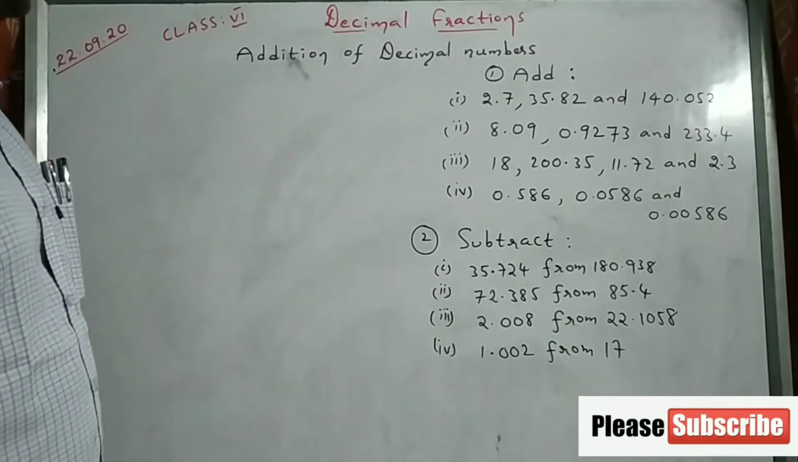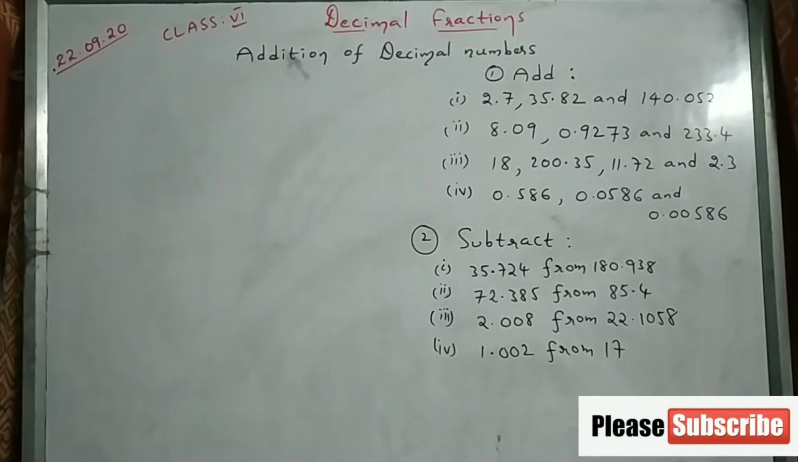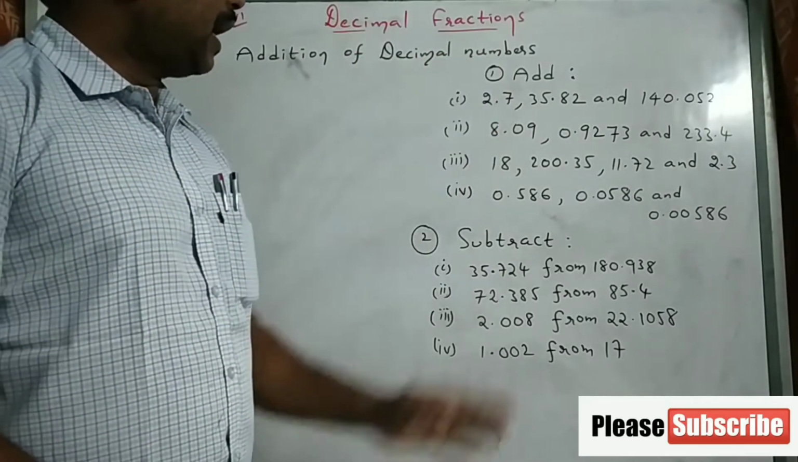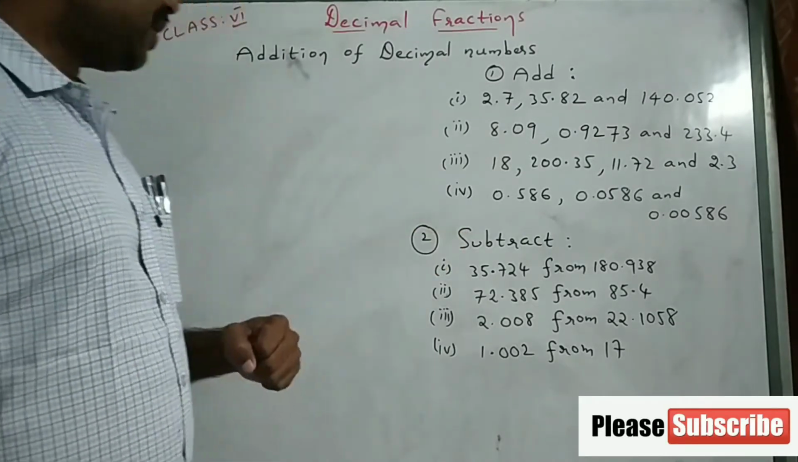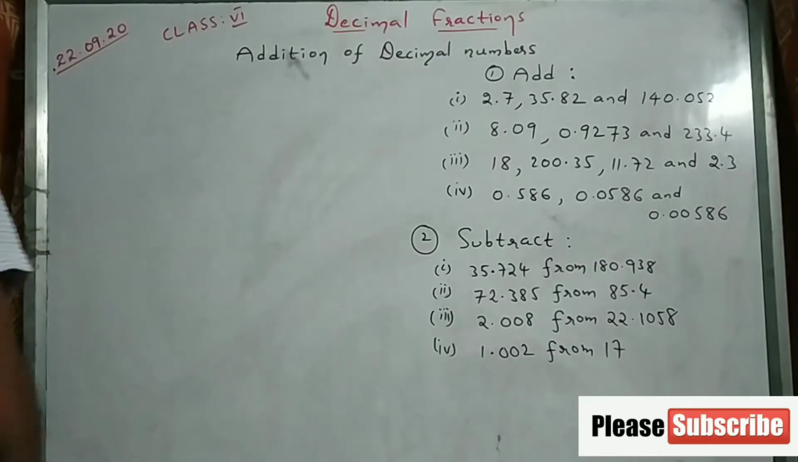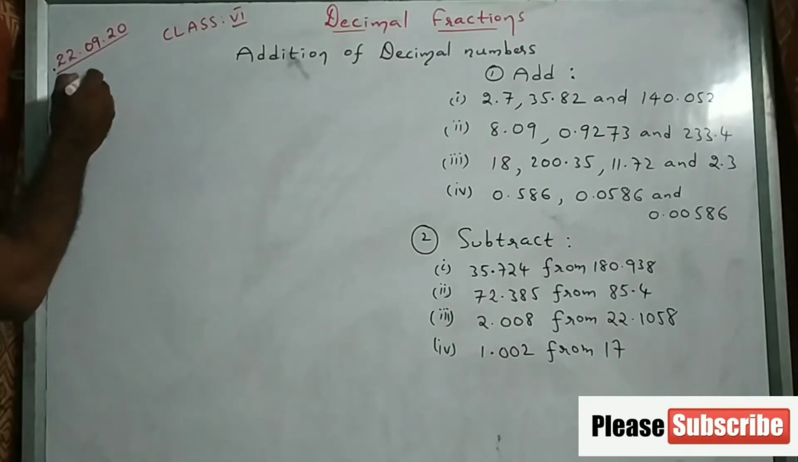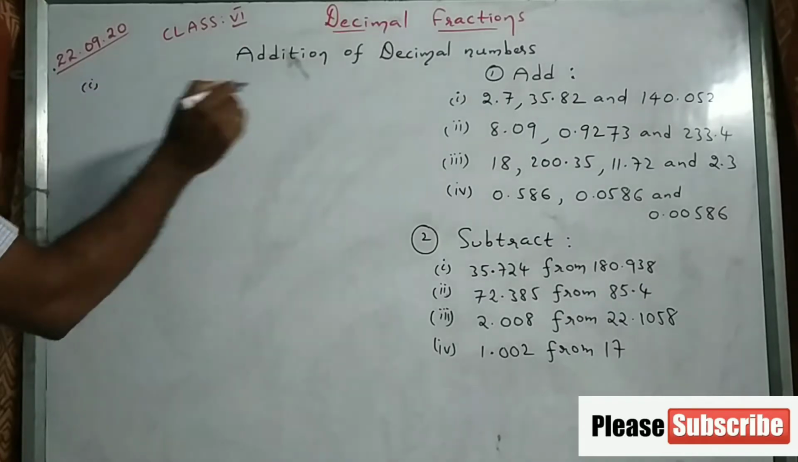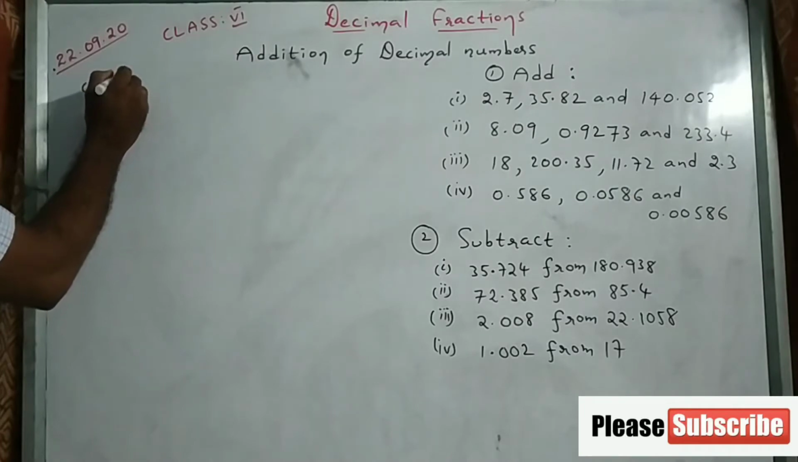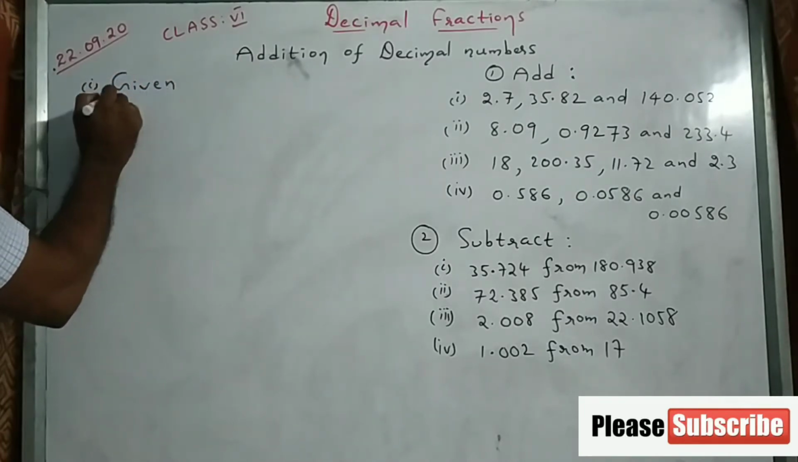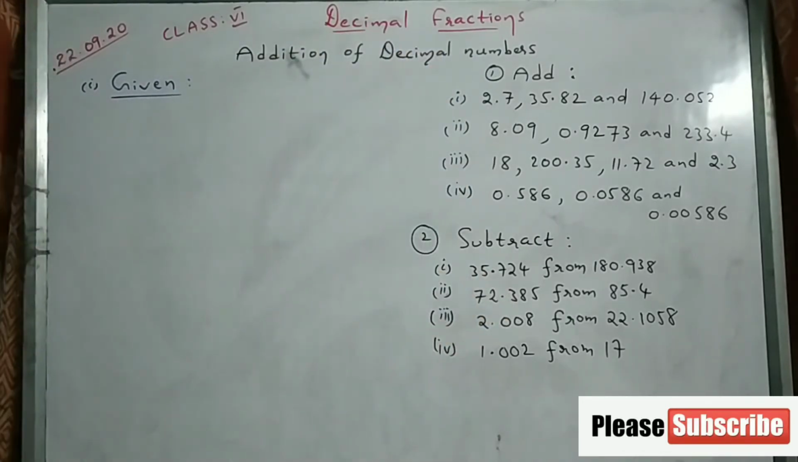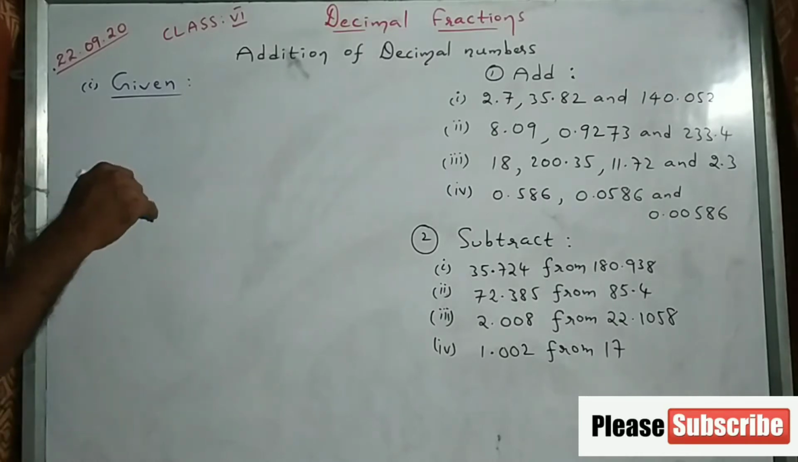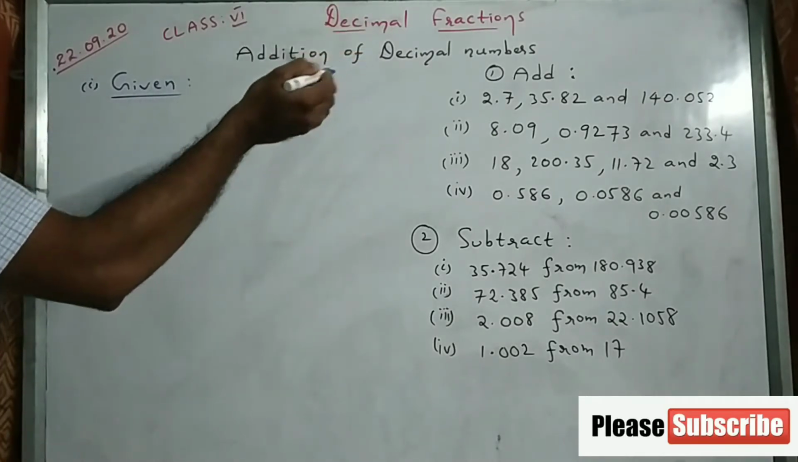In the previous class we started decimal fractions. Today let us see how to add and subtract decimal fractions. Okay? So how do we add them first? You see the first question. Decimal numbers we are adding now. You take first given, addition of decimal numbers and subtraction of decimal numbers we are seeing. When the fraction is given, we can change it into a decimal number.